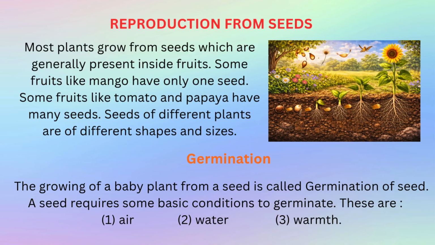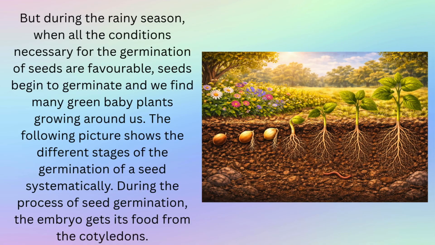A seed requires some basic conditions to germinate. These are 1. Air. 2. Water. 3. Warmth. But during the rainy season, when all the conditions necessary for the germination of seeds are favorable, seeds begin to germinate and we find many green baby plants growing around us. The following picture shows the different stages of the germination of a seed systematically. During the process of seed germination, the embryo gets its food from the cotyledons.